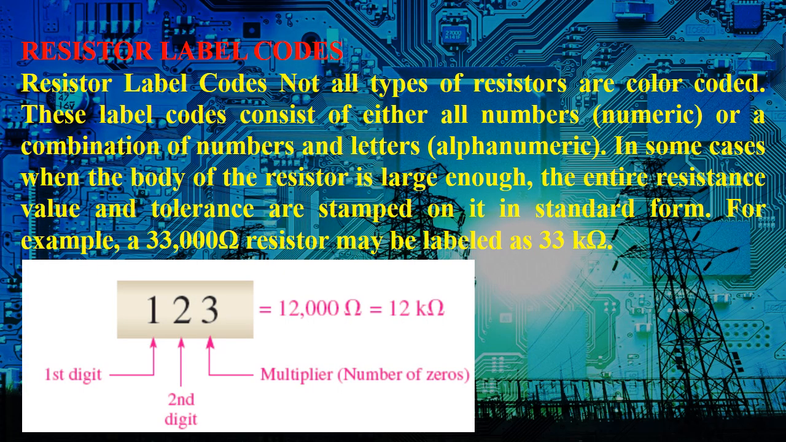We also have labels on resistors from which you can calculate the value. Resistor label codes: not all types of resistors are color coded. Some have alphanumeric codes on them, so you can also use that alphanumeric coding. Like for this case, the first digit is 1, the second digit is 2, and the third digit is 3, which is the multiplier. So 1, 2, 3 means 12 times 10 raised to 3, so that's 12,000 ohms or 12 kilo ohms.